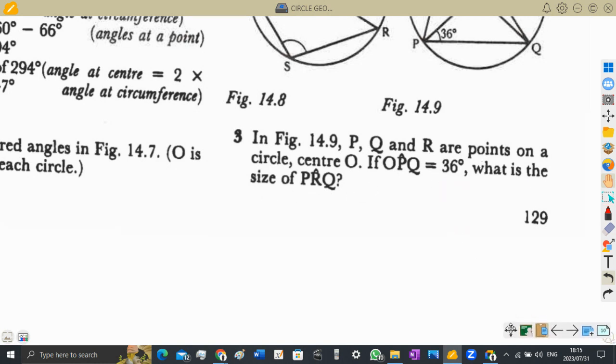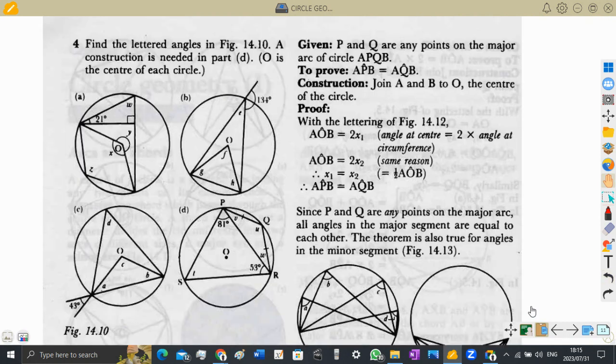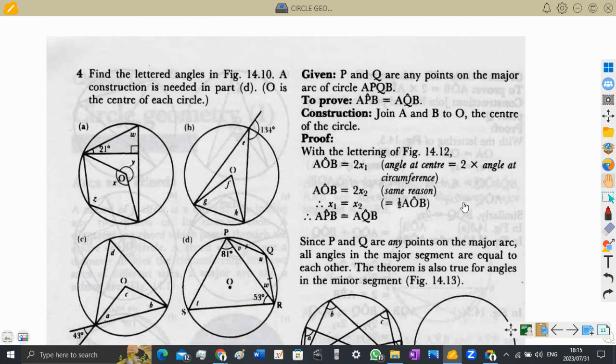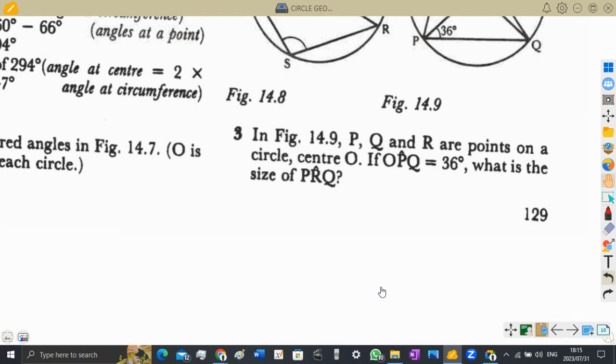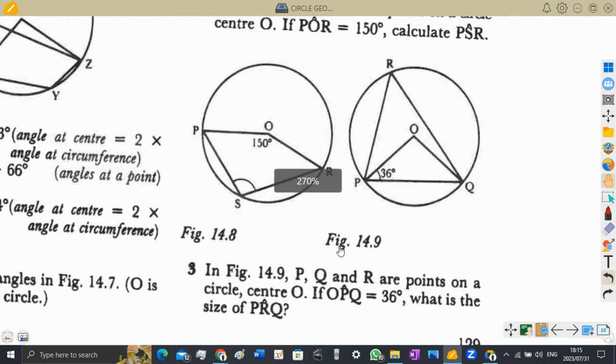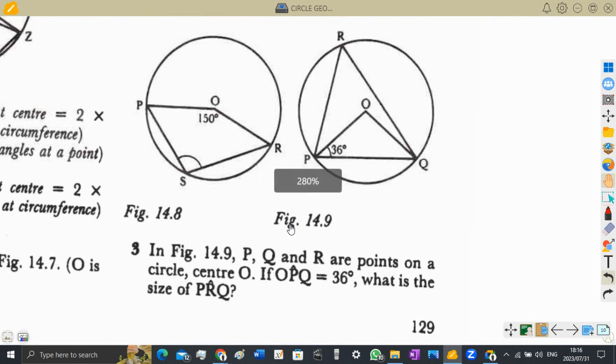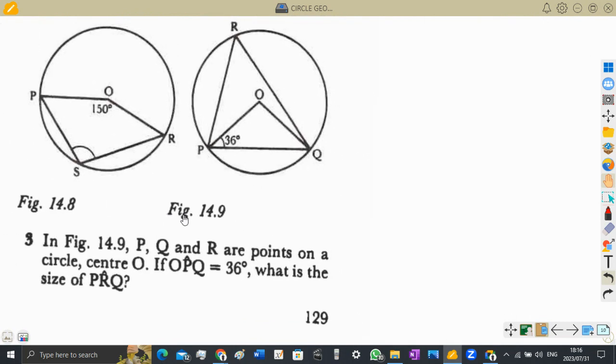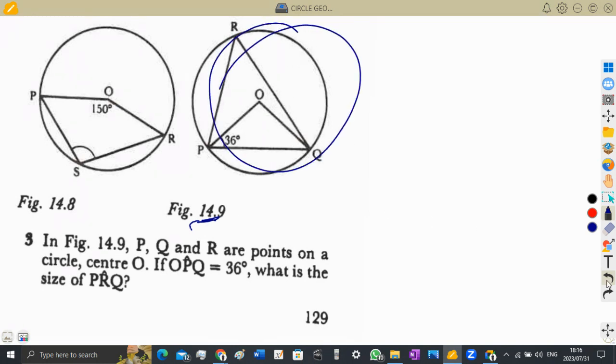All right, let's check our diagram. Where is our diagram? Okay, this is our Fig 14.9, this one on top here. Are we seeing the Fig 14.9? Let me try to put it this side. We were given the Fig 14.9, so this is our diagram here that we are relating to.